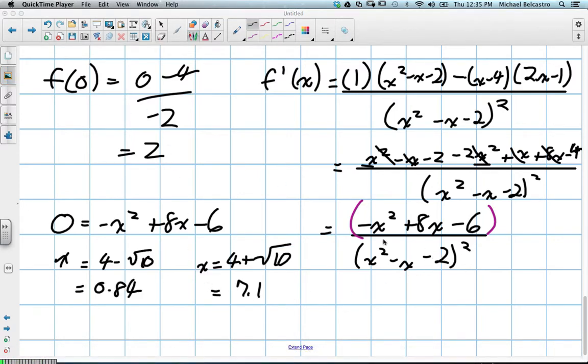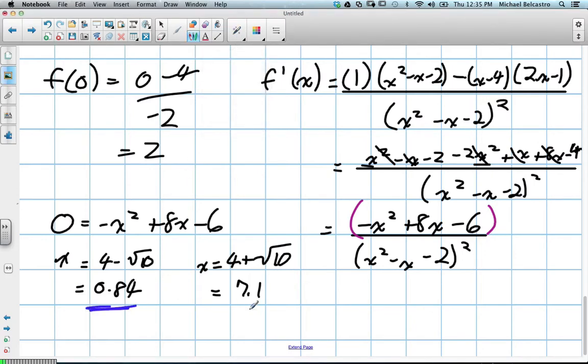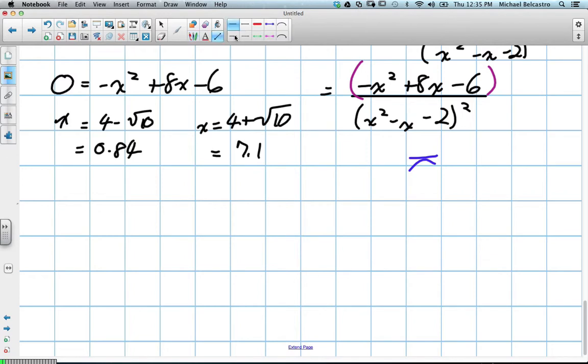Are we okay? So we did this off screen. So these are our values. These are points on our graph where the tangent is 0, so we have a horizontal line, so it's a critical value. Now what we want to do is find out if we're increasing or decreasing before and after these points.